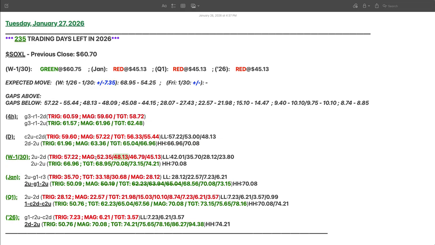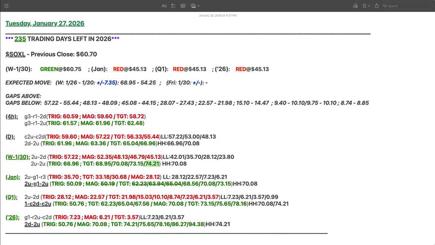Extended targets listed out for you too as well if we get past that 52.35 with momentum. If we do go to the upside, that just gives us another two up continuation at 66.96. No magnitude for that move just because it's a continuation and not a reversal. But we do have the extended targets of 68.95, 70.08 is that other key level. And then if we get past there, we do have the 73.15 before the ultimate or the all-time high of 74.21.